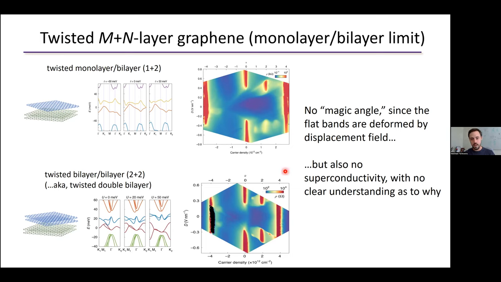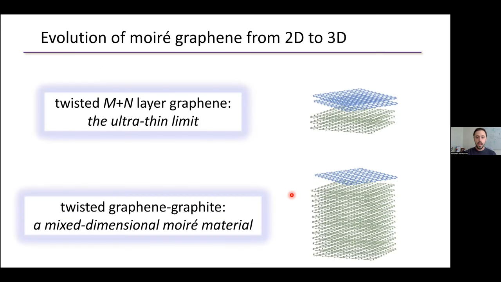For some reason, these systems don't manifest superconductivity, at least as far as we've found yet. And it's not totally clear at this point what's different beyond some arguments about the specific structures and symmetries of the bands. So what I'd like to focus on today is moving from what we know about the twisted M plus N layer graphene structures and the atomically thin, or ultra-thin, limit and start pushing this into three dimensions, where I'll argue that we can create new structures that I'll dub mixed dimensional Moire materials.